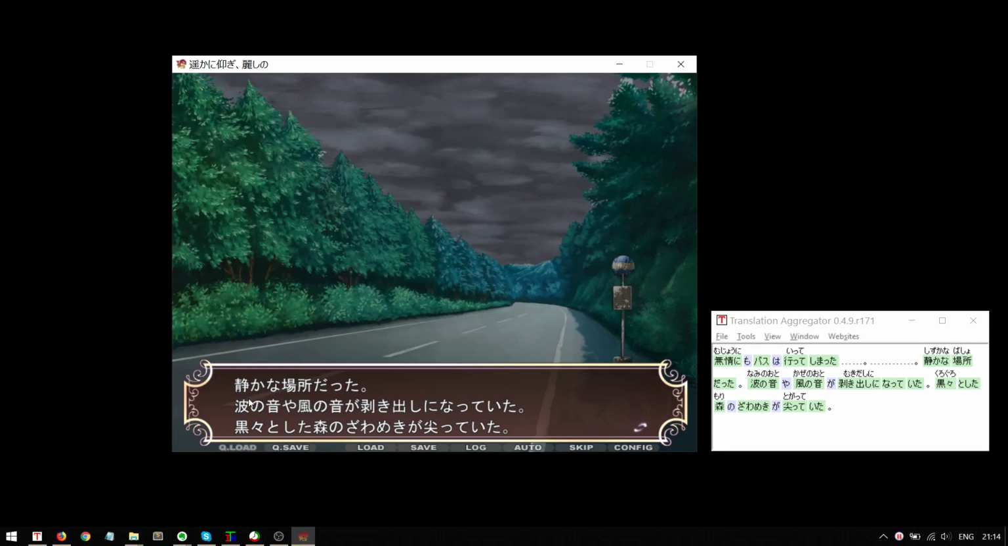静かな場所だった。波の音や風の音がむき出しになっていた。黒々とした森のざわめきが尖っていた。So 静かな場所だった。場所 is place, so it was a quiet place. 波の音や, 波 is waves, so the sounds of the waves や風の音, sounds of the wind がむき出しになっていた。むき出す, the definition means nakedness or frankness, but in this case I think a better description is becoming to the forefront.